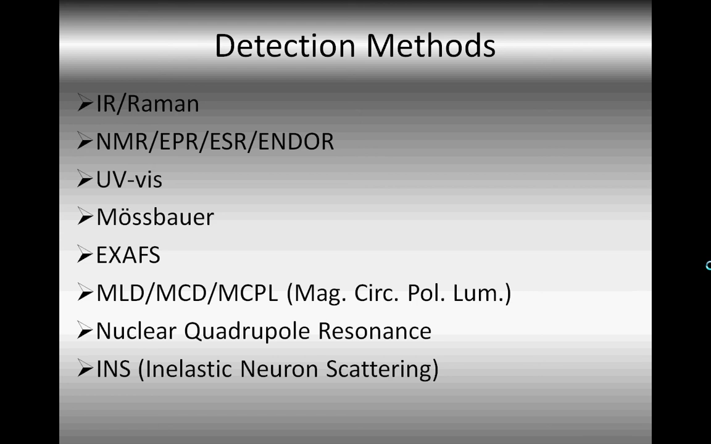You also have some of your magnetics in there, MLD, MCD, MCPL. You could also do nuclear quadrupole resonance as well as INS, which stands for inelastic neutron scattering, which is a pretty obscure technique. This list definitely shows the diversity and versatility of the technique.